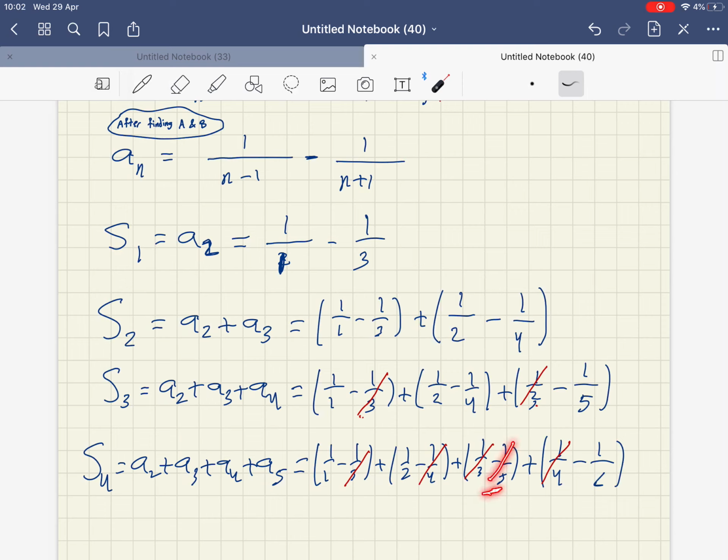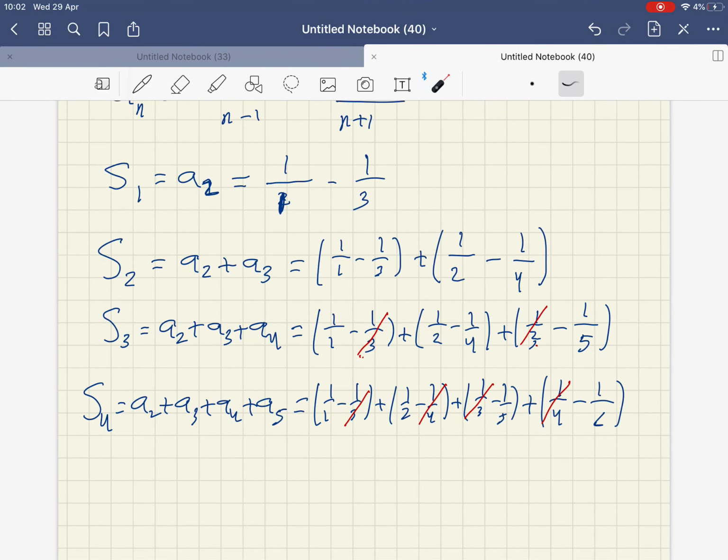1 over 5, it will get cancelled with the next one. 1 over 6, it will get cancelled. All of them, they will start to get cancelled. The one that will survive all the time is this, and maybe something at the end. Let's now find Sn to find out exactly which one will survive at the end. I think I'll go to our next page.